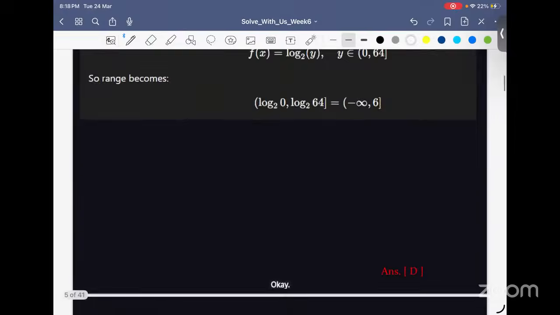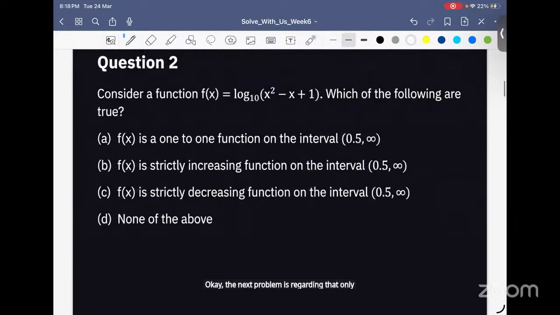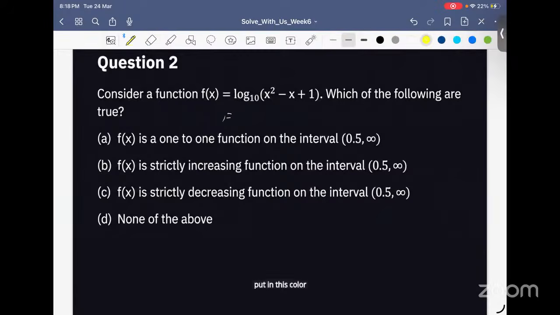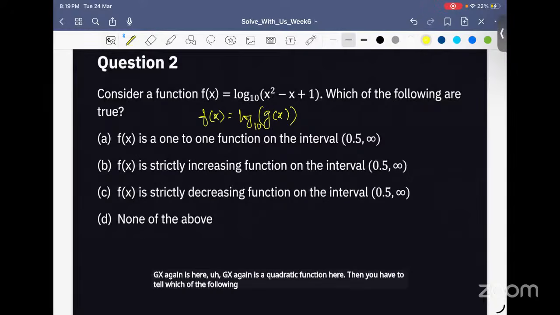Okay, the next problem is regarding that only. So you have been given, again here is f(x), in this color to avoid the confusion. f(x) equals log of g(x), base 10. g(x) again is a quadratic function. Then you have to tell which of the following are true. A logarithm function will be a one-to-one function itself, so the first one is correct, only you have to check the interval.